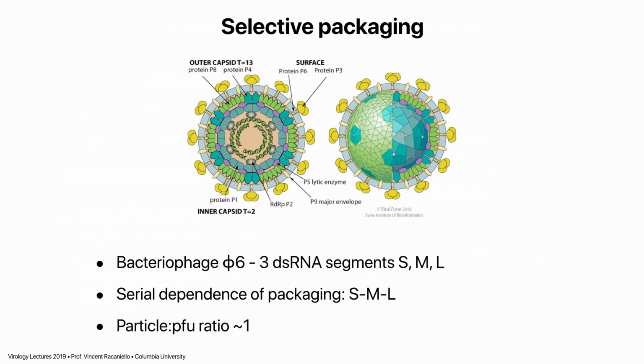So the way this packages 1 copy of each double-stranded RNA, you have a serial dependence of packaging. First, the small segment goes in. Must be some specific signal that gets it in, and the other 2 can't get in unless the small segment is there. Next, the medium segment goes in, and finally the large. So there's a sequential packaging, and this virus, interestingly, has a particle-to-PFU ratio of 1. So maybe this is a good way to package because you always get the right number of particles in. There aren't many broken particles here with this virus.